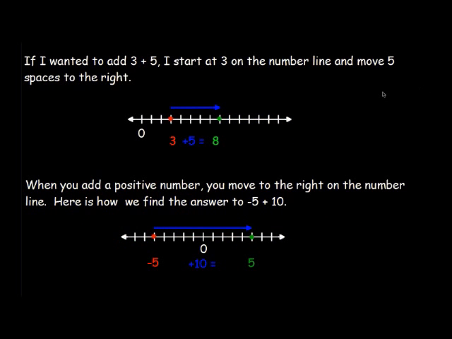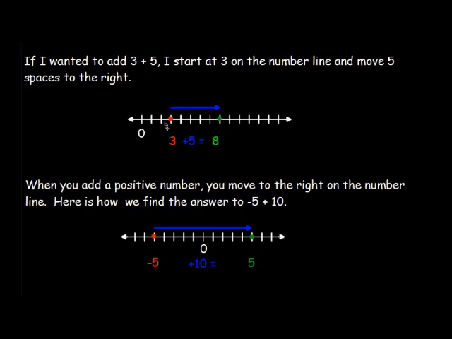Alright, we could also do it on a number line. So if I wanted to add 3 plus 5, I start at 3 on the number line and move 5 spaces to the right. Since it says we want to start at 3, that's our first number, and we're counting how far we moved to the right. Since we went to the right, that means we added a positive number, so 1, 2, 3, 4, 5. And then since we ended on 8, that's where we get our answer.